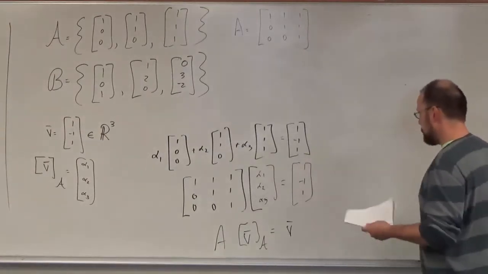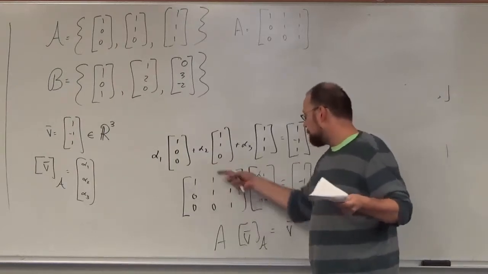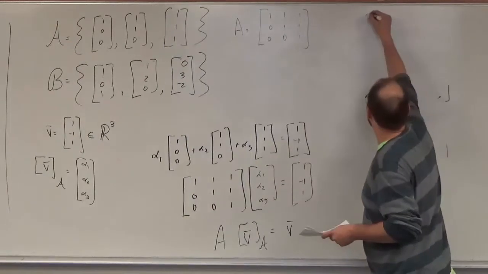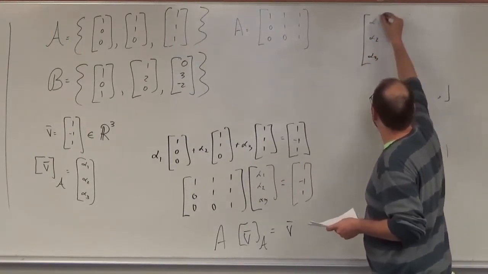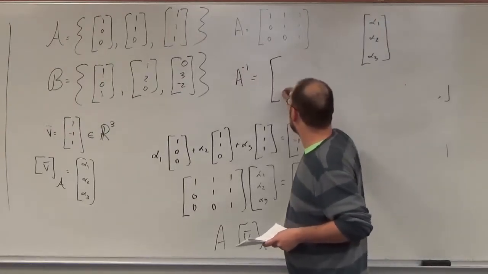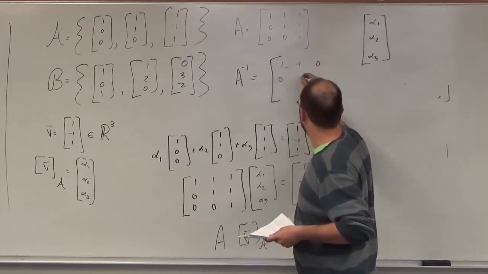And so how would we solve this system? Well, we can row reduce, or since A is invertible, you can just multiply both sides by the inverse. So I'll do that. And the inverse of A, you can find the inverse yourself if you'd like.